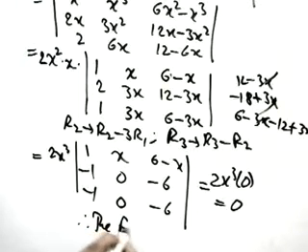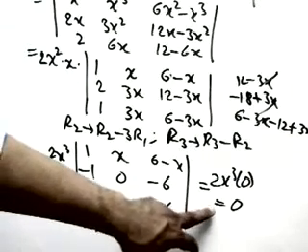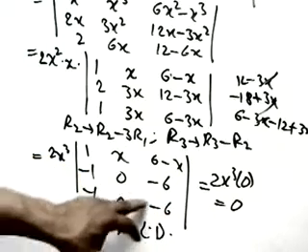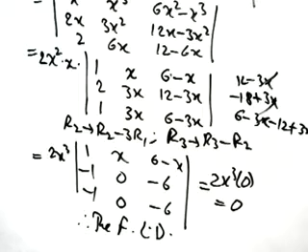Therefore the functions are linearly dependent. The functions are linearly dependent because these two rows are equal. Therefore the determinant value will be 0. Even if you solve, this will become 0 itself. If you solve, you will get minus 6 minus 1 plus 6 becomes 0. So determinant is 0. Now let me do one thing.